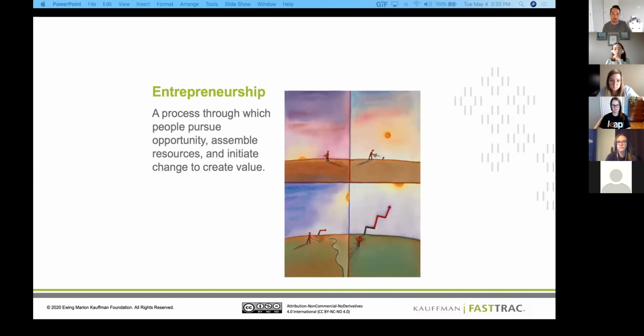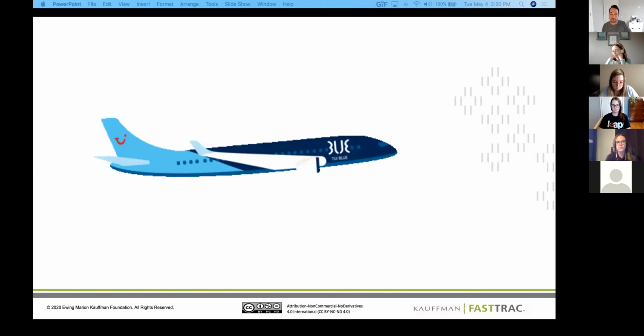So here is our starting place, a common definition for entrepreneurship. Becoming an entrepreneur means more than just starting a business. As we said, it's all about a mindset. Entrepreneurship, as we define it, is a process through which people pursue opportunity, use resources, and initiate change to create some type of value for others. Throughout this program, you will develop your entrepreneurial mindset and skills and apply them to your own business.